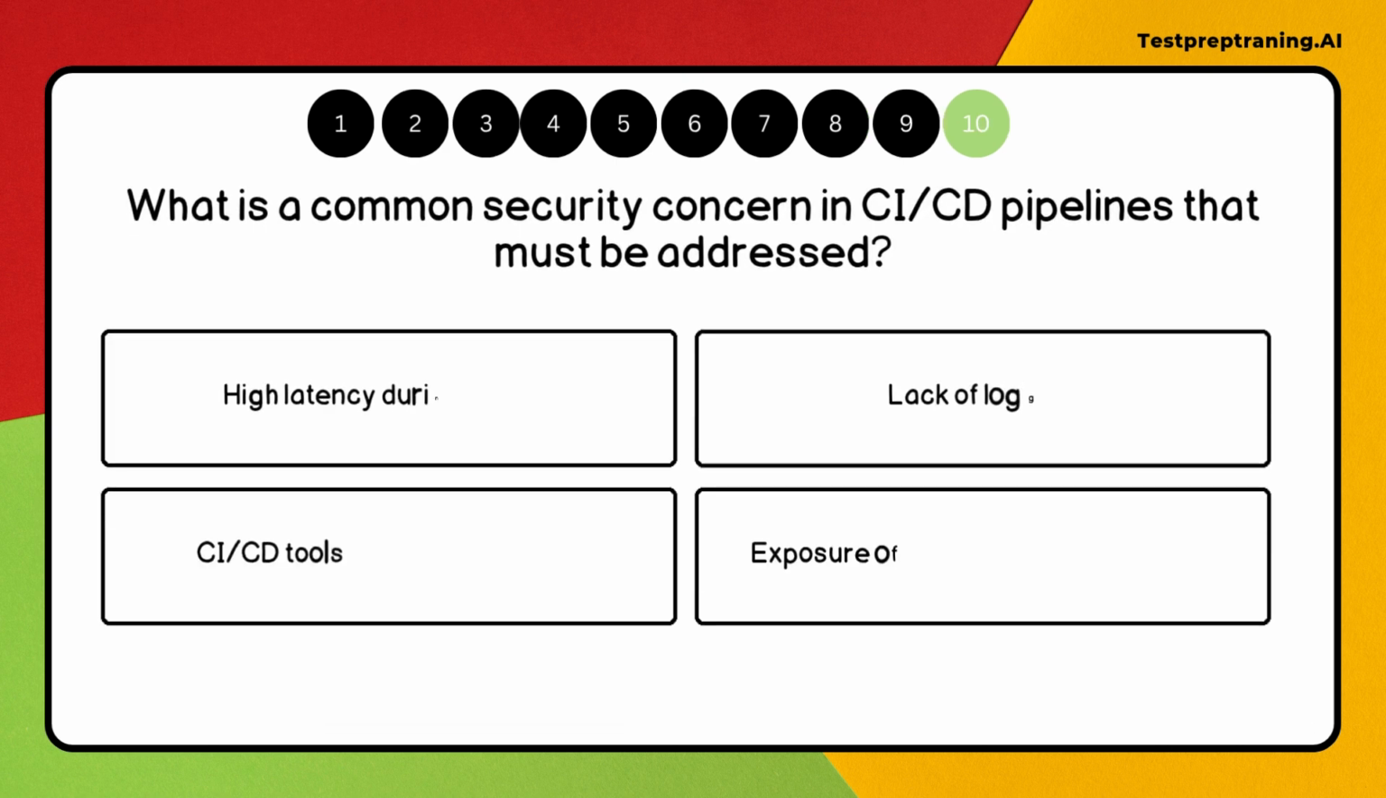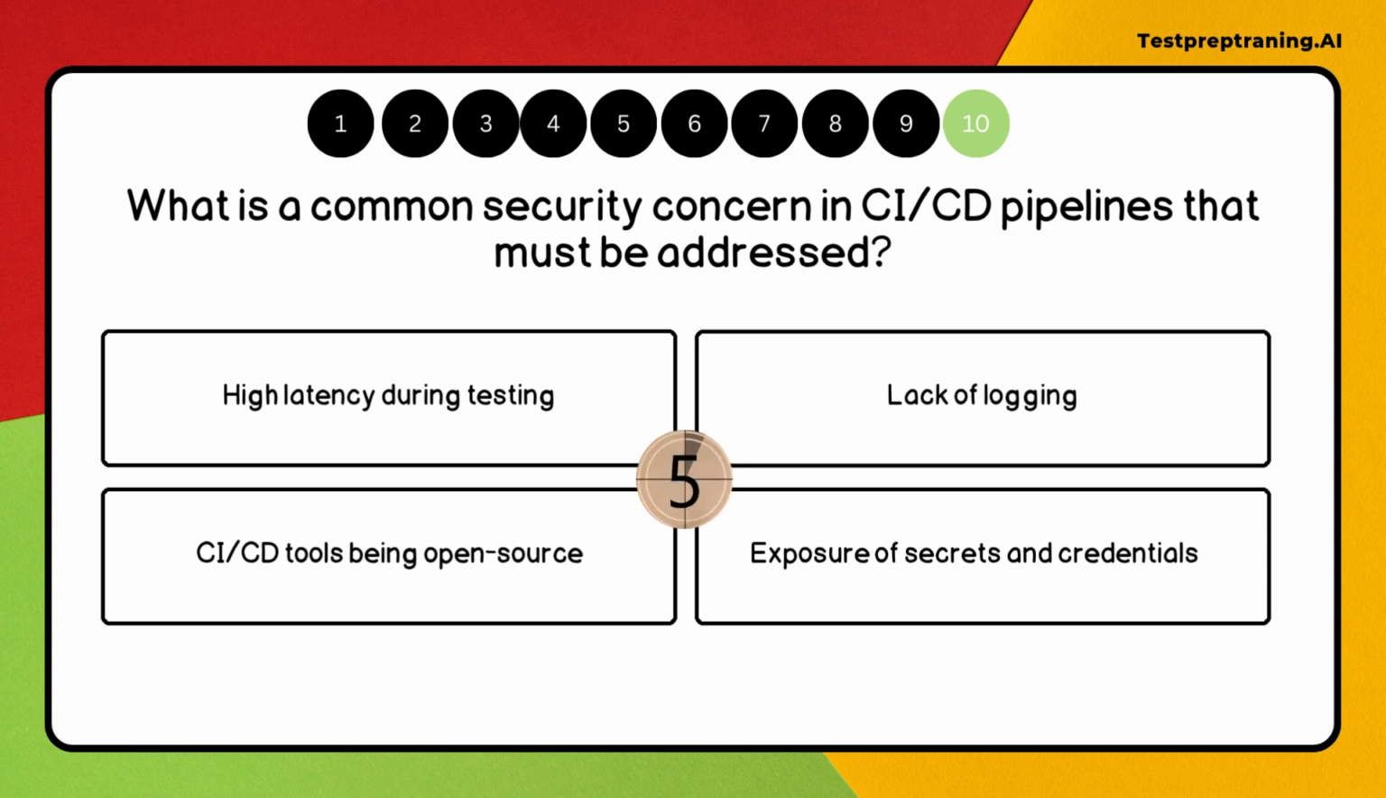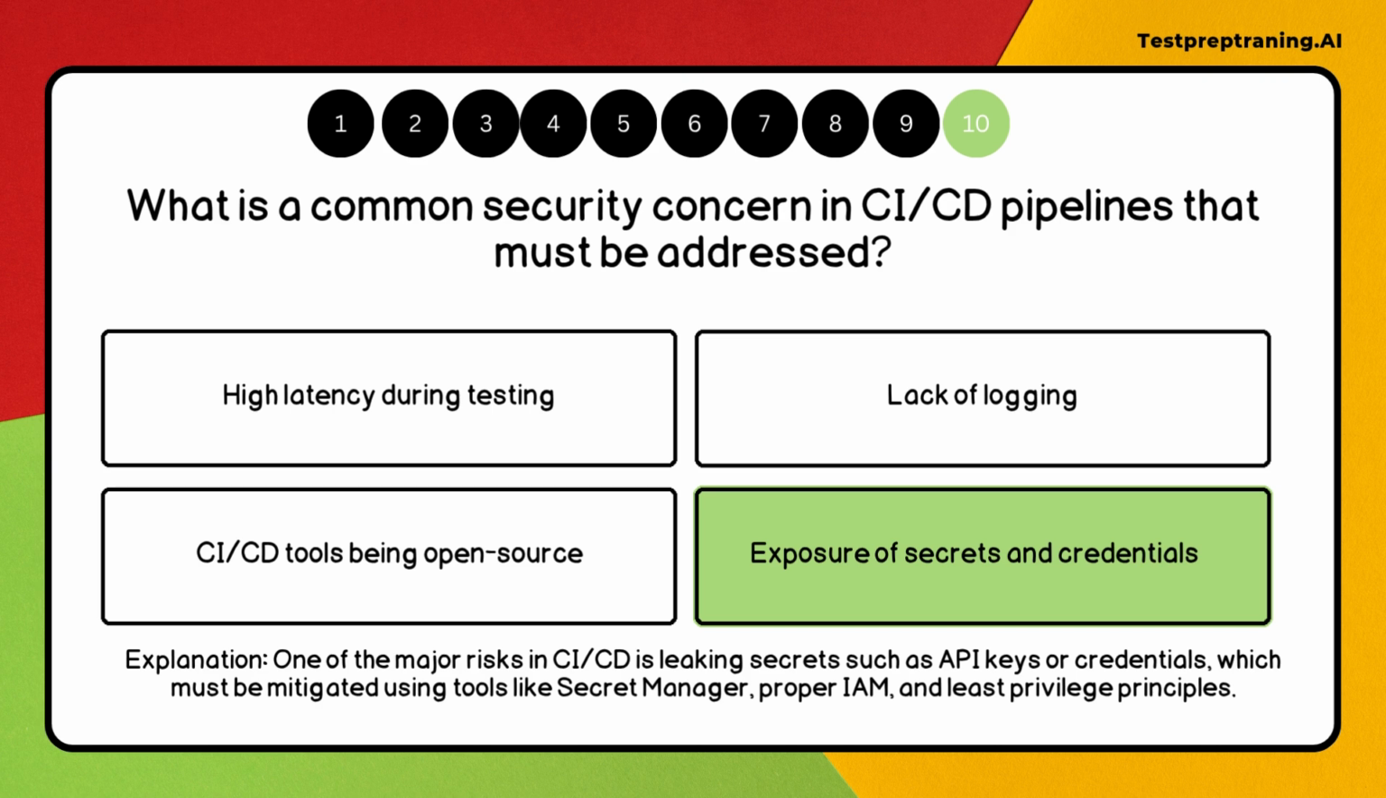Question 10. What is a common security concern in CI/CD pipelines that must be addressed? Correct answer is exposure of secrets and credentials, as one of the major risks in CI/CD is leaking secrets such as API keys or credentials, which must be mitigated using tools like Secret Manager, proper IAM, and least privilege principles.